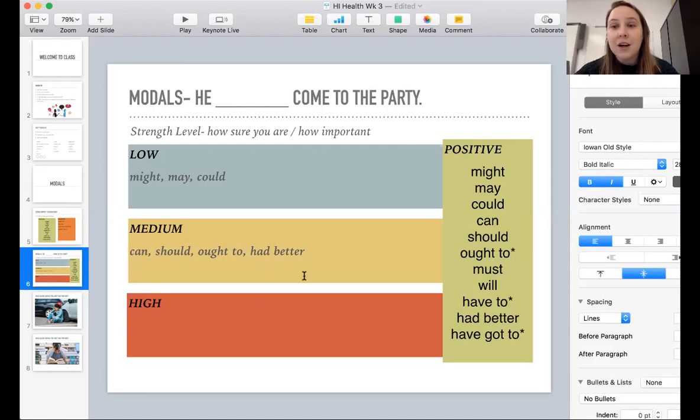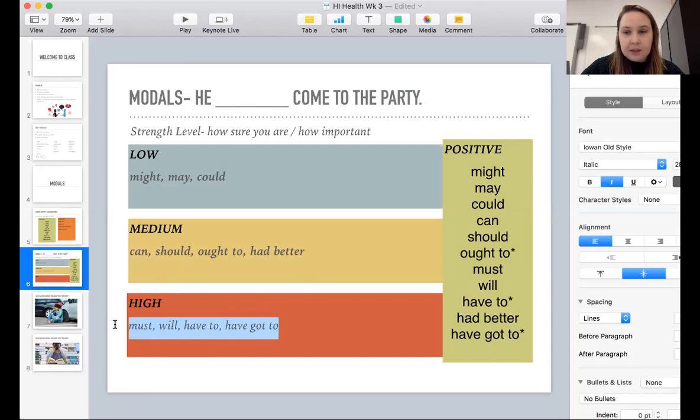Or he had better come to the party. That's a little bit stronger, but again, it just shows you, I know this is the right answer, but I'm not 100% sure. So medium strength is stronger than low strength, but the one above it is our high strength modals. And these are ones like must, will, have to, and have got to.